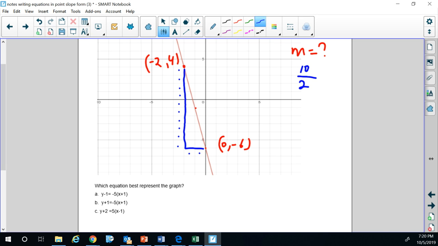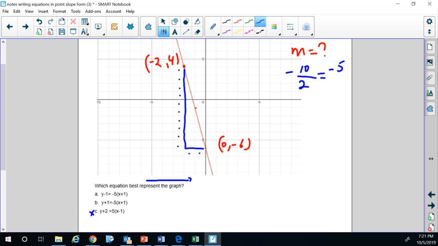Now remember, we have to make sure we have the correct sign for the slope. Look at my line, going from left to right, my line is going down. Therefore, my slope is going to be negative. So negative 10 over 2 gives me negative 5. 10 divided by 2 is 5. So my slope is negative 5. And if you look at it, I can therefore eliminate C, because my slope is negative.